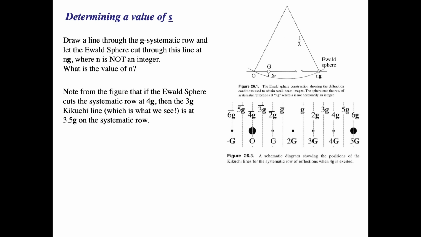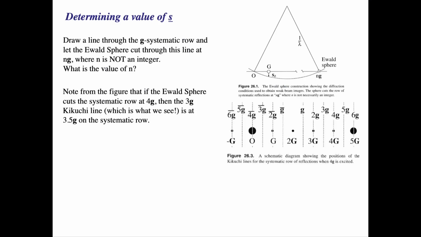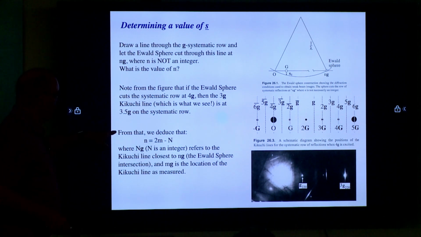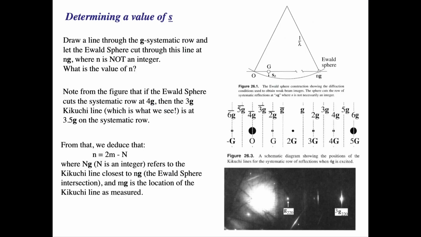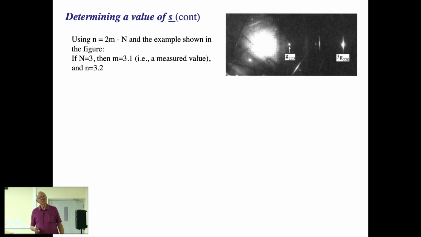So 4G is excited, so 4G is lined up, but then you can see the rest of these start deviating. And we say that the 3G here will actually end up on 3.5G. From that we deduce that n is 2m minus N, where N is an integer referring to the Kikuchi line closest to the nG Ewald sphere intersection, and m G is the location of the Kikuchi line as measured. You can then determine what you need in terms of determining S. Using n equals 2m minus N, and the example shown in the figure, N equals 3 and m equals 3.1, and n equals 3.2.